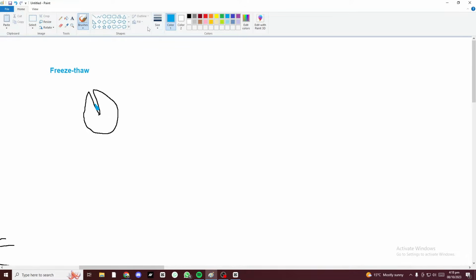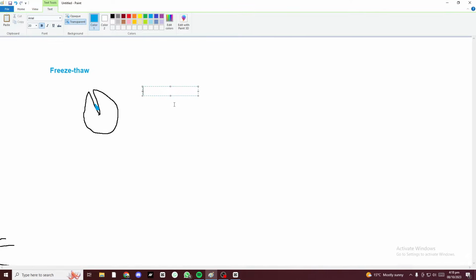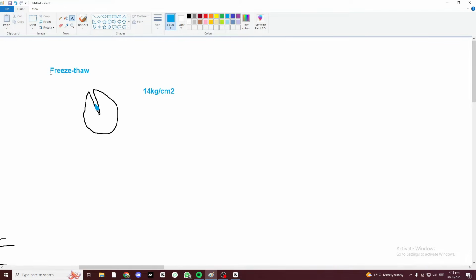and this will exert, if you want statistics, an average of 14 kilograms per centimeter squared of pressure. As this freeze-thaw process continues, there is a constant pressure acting on this rock, and this rock will be wedged open by ice, and it will eventually cut through the rock. Yeah, so that's freeze-thaw.